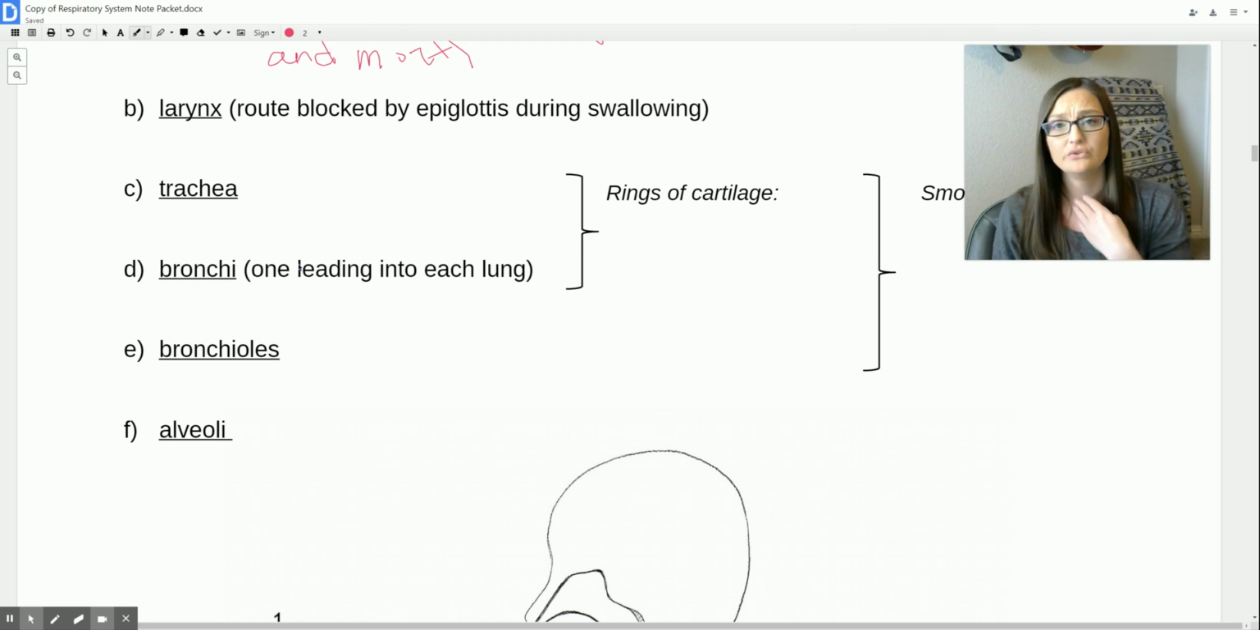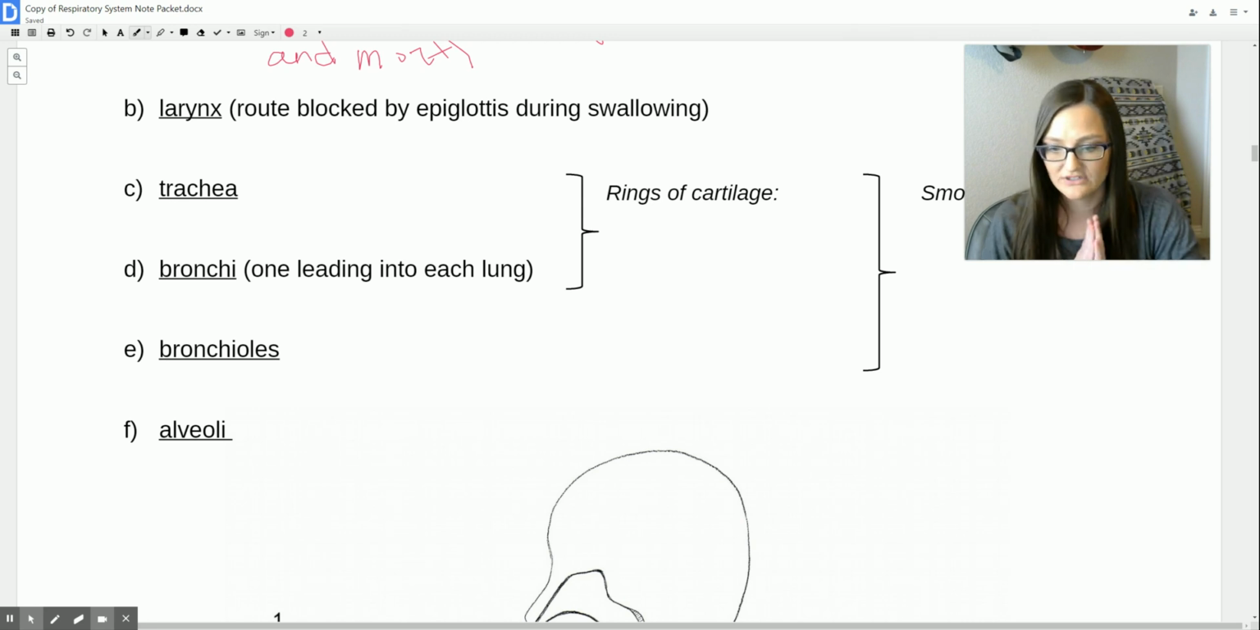Some people who do irreparable damage to their throat will never get off the trach. And that's just another reason: please don't smoke. Please don't use tobacco products.